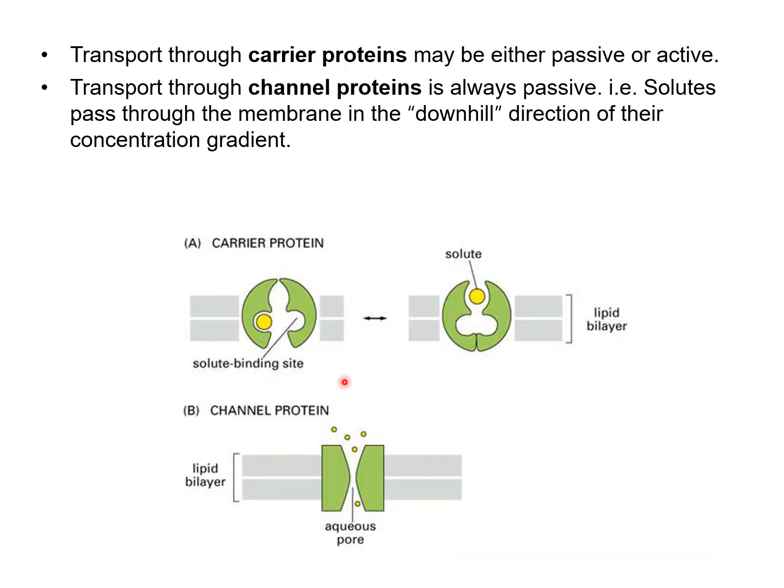Transport through carrier proteins may be either passive or active. Passive transport means it's basically a spontaneous process, as opposed to active transport, which requires an input of energy. But transport through channel proteins is always passive. In other words, solutes pass through the membrane in the downhill direction of their concentration gradient all the time, and it never goes uphill.